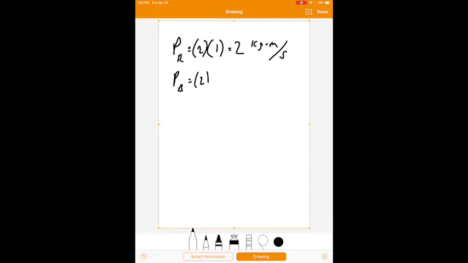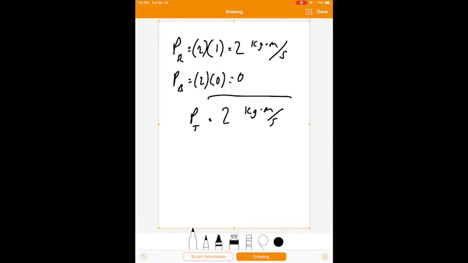remember, it had a mass of 2. Remember, it was stationary, so therefore it had a momentum of 0. The P total beforehand, before the collision, our total momentum is 2 kilogram meters per second. All right, great.